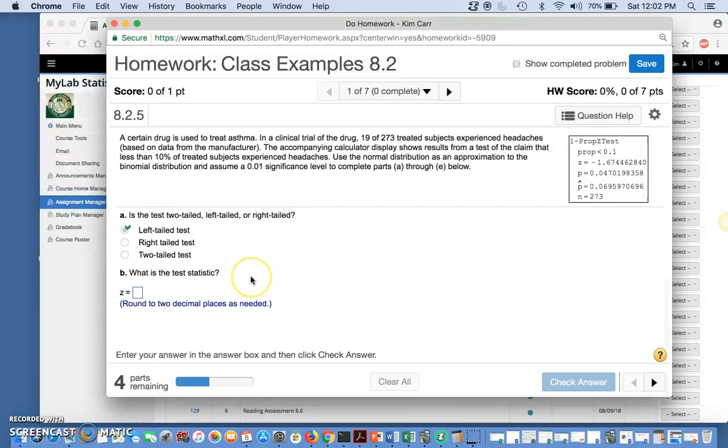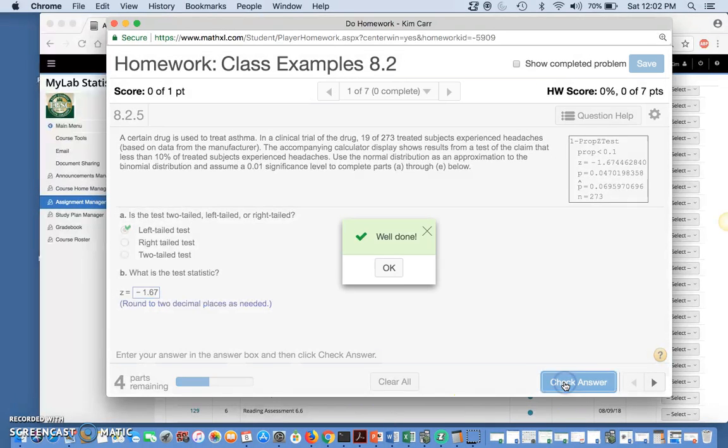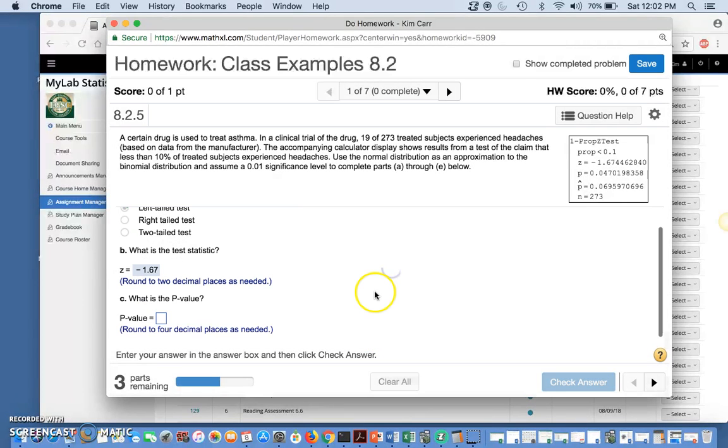What is the test statistic? The test statistic is the z-value that is found right here. So that would be negative 1.67. A z-test, the test statistic would be a z.